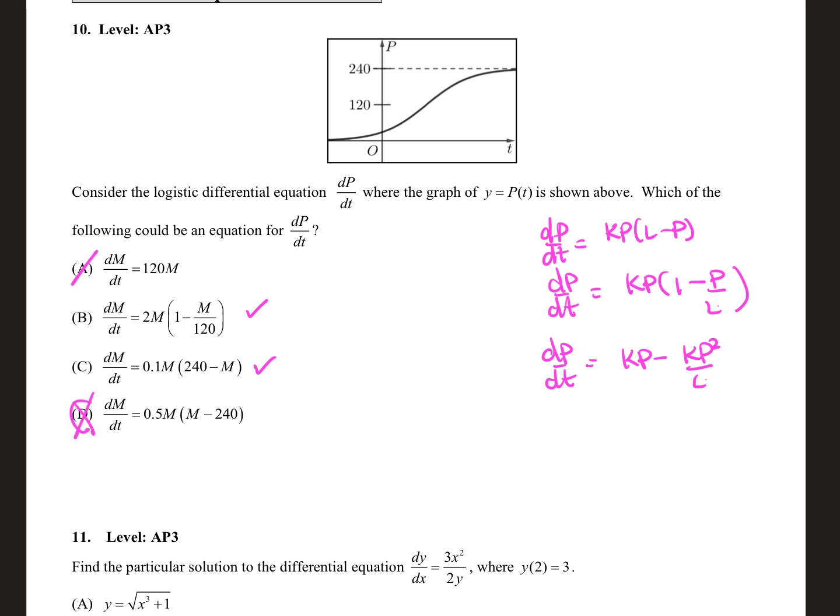So now we have to differentiate between the two. Notice here our carrying capacity is 240. This is one that has 240. This is not the carrying capacity. That's a carrying capacity of 120. So the answer is C.